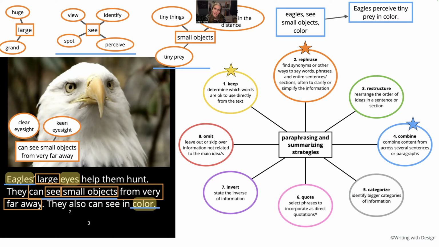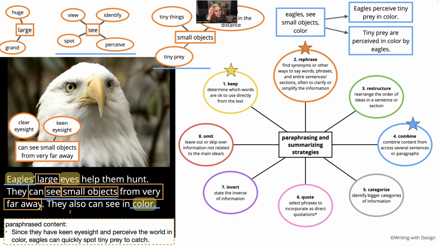Eagles perceive tiny prey in color. So I combined eagles see small objects and color, and I've said it in my own way. Or I could say tiny prey are perceived in color by eagles. That's using a little bit of that restructuring, just in terms of starting with prey as the subject of the sentence. So you can see at the bottom there what our paraphrase content would be: since they have keen eyesight and perceive the world in color, eagles have incredible eyesight.